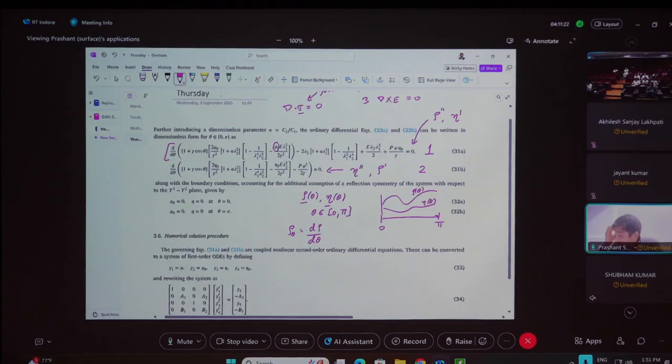Okay, so I've understood what the differential equation looks like. It's second order in these two functions. And then we have certain boundary conditions.